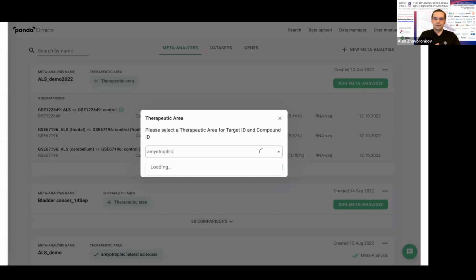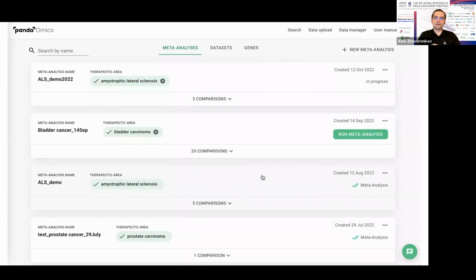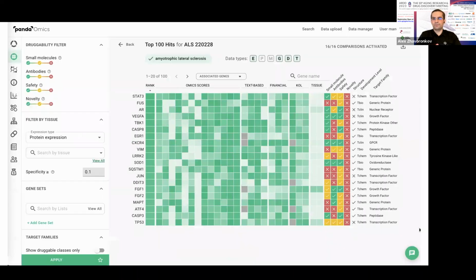So now we can create some of the comparisons and bring them all together. Create your own therapeutic area project. Let's say we call it amyotrophic lateral sclerosis. You start running the experiment. It takes you usually about an hour to run, so you can go have a cup of tea or go for lunch. But then you don't need to do it again.